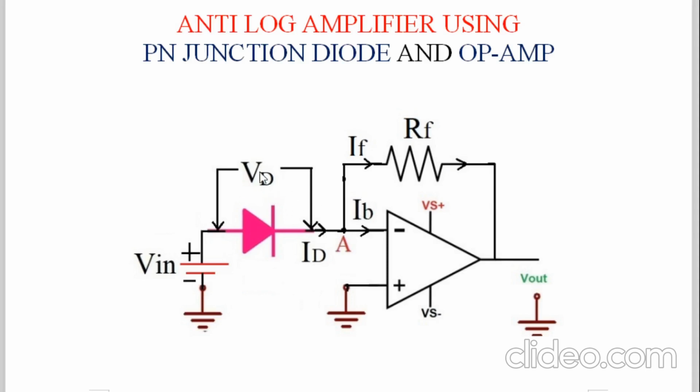You can see here VD is the voltage across the diode. Voltage across the diode is measured such that one terminal of the multimeter is connected to the anode and another terminal of the multimeter is connected to the cathode. The anode terminal is nothing but the input voltage V in. The cathode terminal is nothing but the virtual ground point, that is VA. So VD is simply the potential difference between the anode voltage and the cathode voltage. VD we can write as V in minus VA.